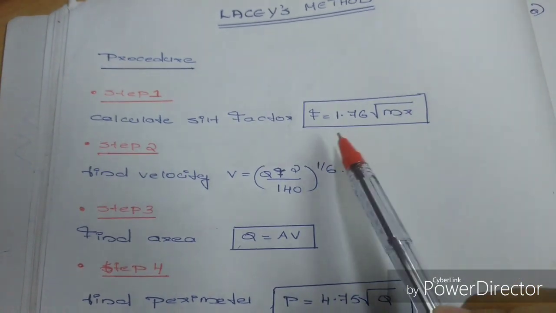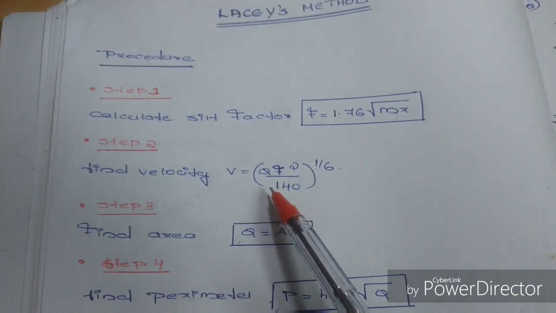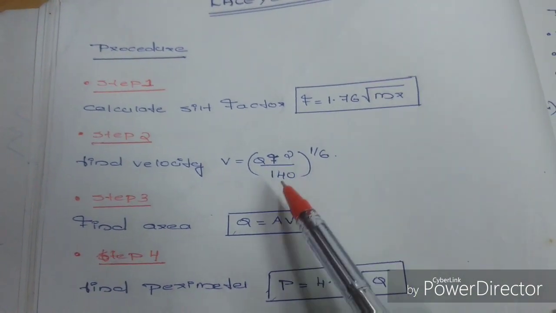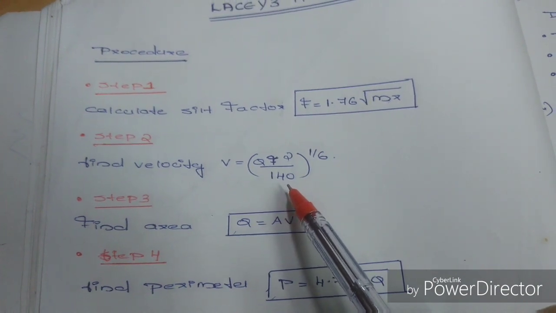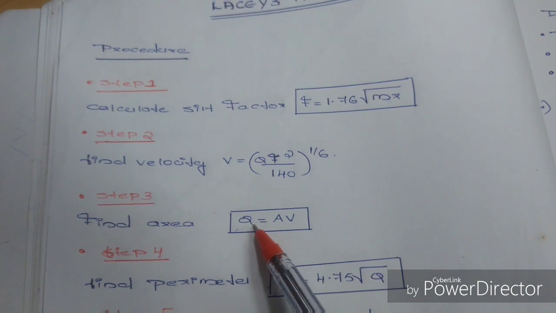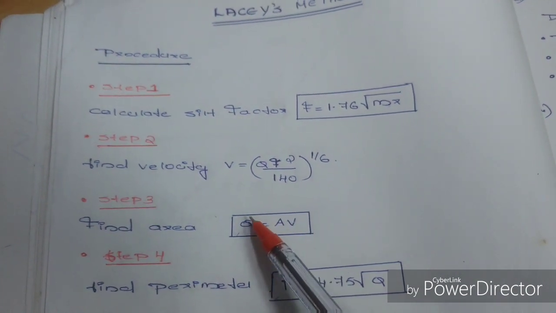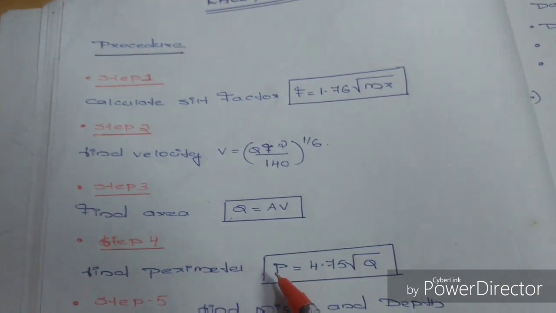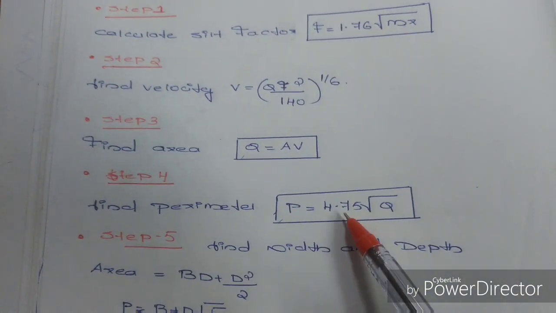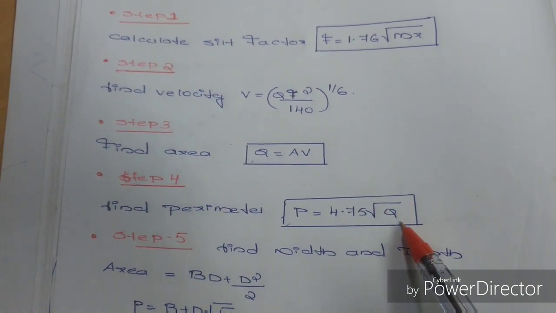If we calculate the silt factor, we can find the velocity from the formula V = (Qf squared divided by 140) all raised to 1 by 6. Once we have calculated the velocity, we can use the continuity equation Q = AV, so we will get the discharge. After getting the discharge, we can calculate the perimeter P = 4.75 into root Q. We already know the Q value.